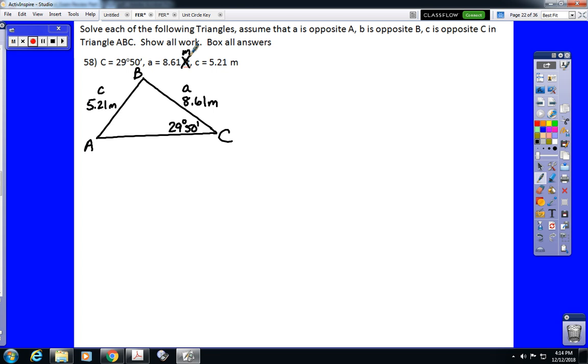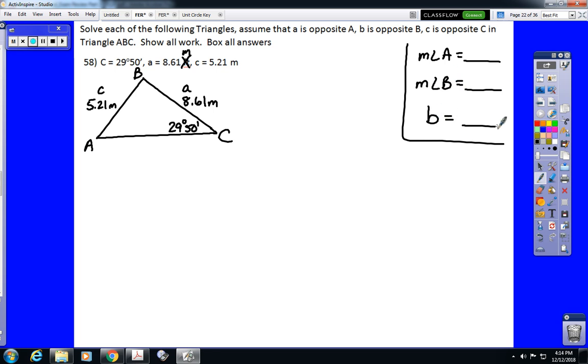Alright, so the only information that we can find, we need to find three things again, like always. We need to find the measure of angle A, we need to find the measure of angle B, and we need to find the length of the side opposite angle B, which is little b. So the only thing that we can find, this is step 1, is the measure of angle A. That's the only thing that we have enough information to find. We're going to do a over sine A equals little c over sine C.